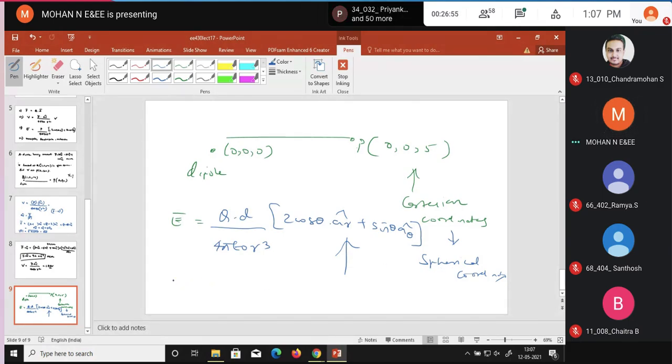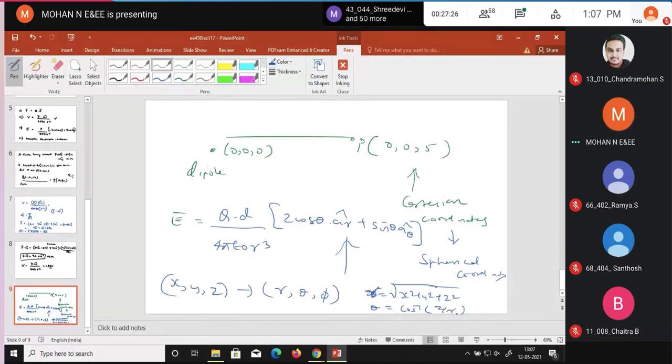Cartesian coordinates, so x, y, z is given. You are required to find r, theta, and phi. So r is equal to square root of x square plus y square plus z square, and theta is equal to, according to that conversion, cos inverse of z by r. We don't require phi here, so we should stop at this one.